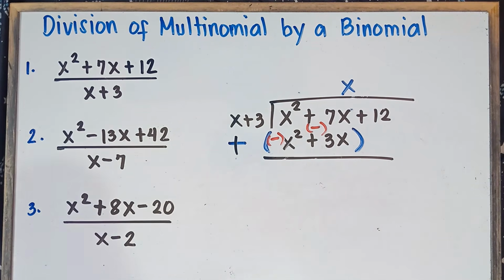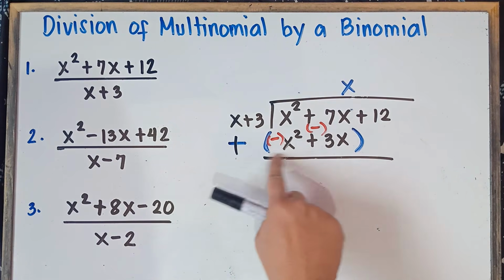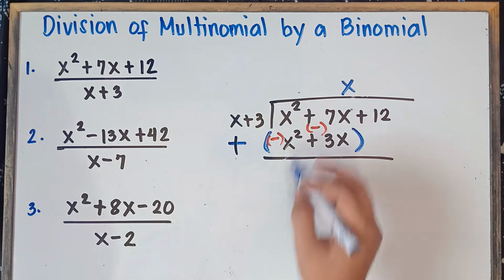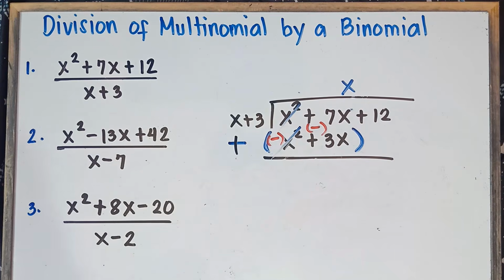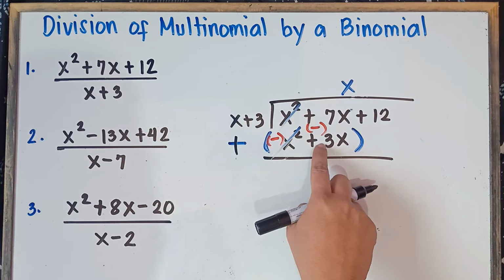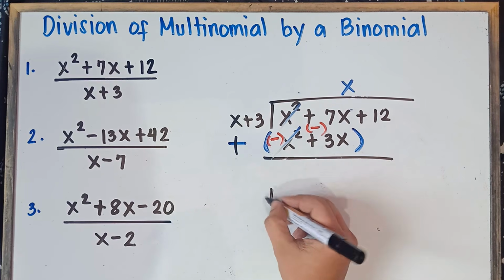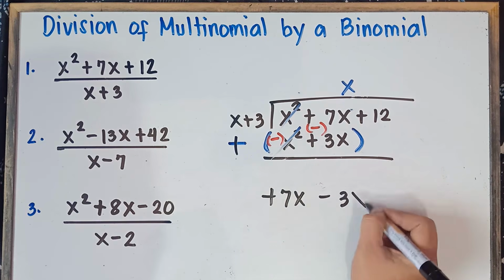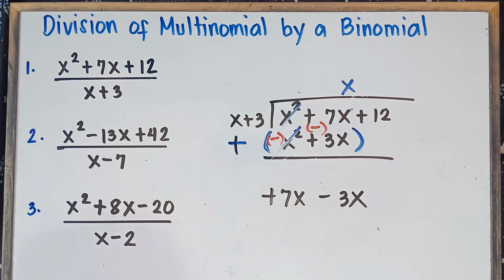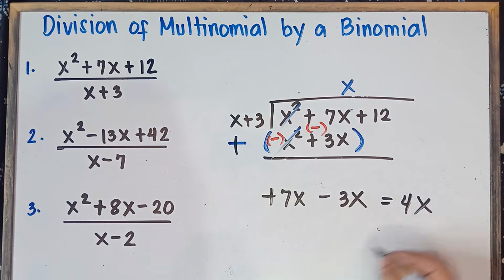Alright, so this will be x squared plus negative x squared. We can just simply cancel this out because this is 0. And then positive 7x plus negative 3x. So positive 7x and then we have negative 3x. What would be the answer, class? Positive 7x minus 3x. That's correct. That would be positive 4x. So this is positive 4x, and then simply bring down positive 12.